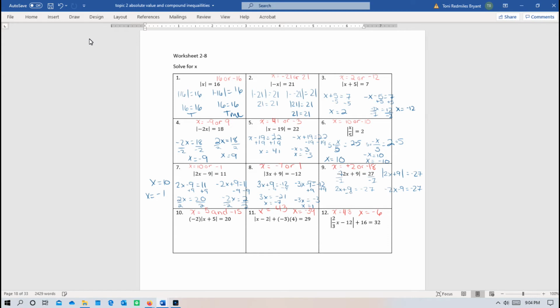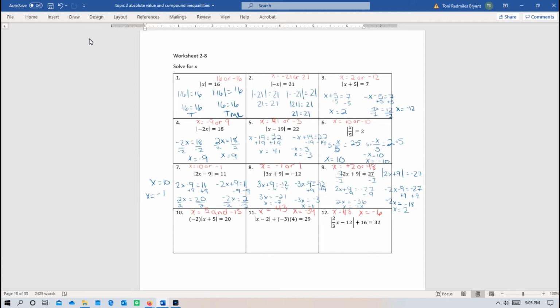I'm going to subtract 9 on both sides, which gives me 2x equals a negative 36. Divide, and I'm going to get a negative 18. That's one of my answers. This time I'm going to add 9 on both sides, which gives me negative 2x equals negative 18. Divide out that negative, and I get a positive 2.